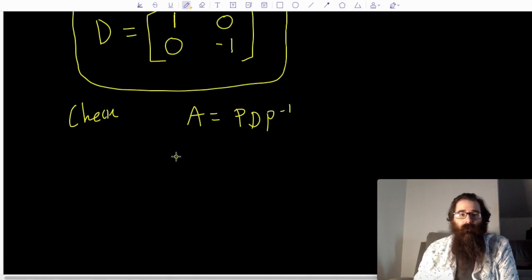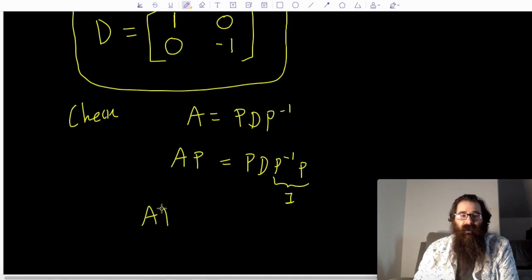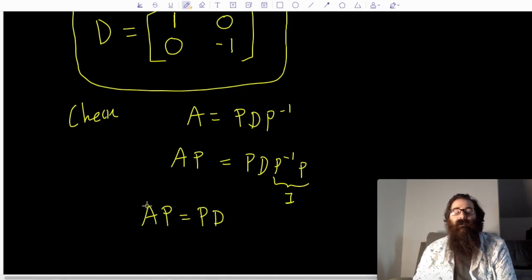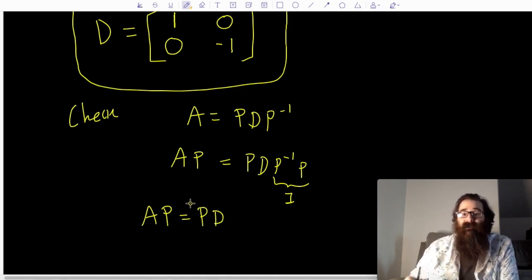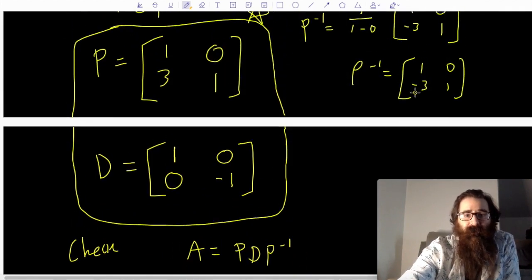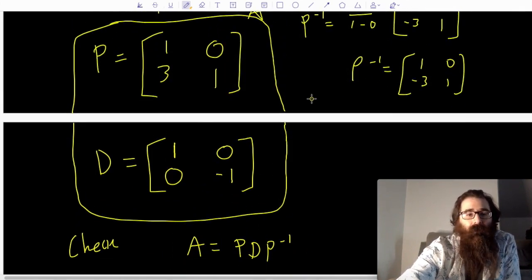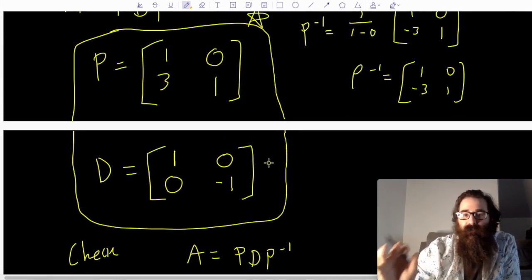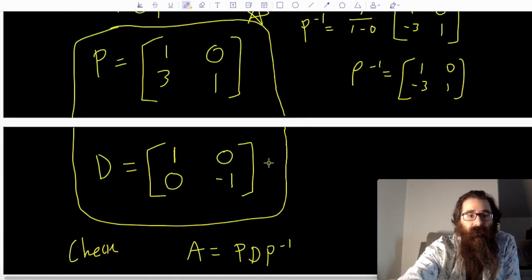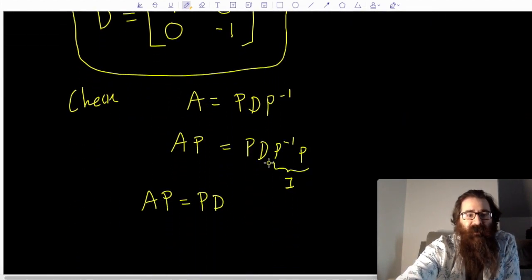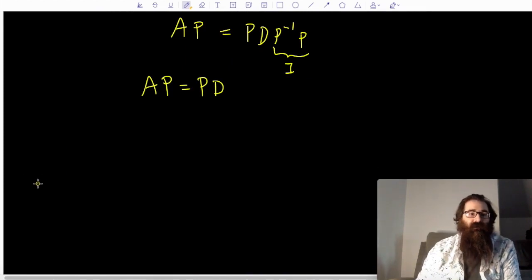If I multiply both sides on the right by matrix P, I want you to notice over here that P inverse times P is the identity. What this tells me then is that A times P is equal to P times D times the identity, which is just P times D. So this is an equivalent statement that I can check. Since it's not always imperative to find P's inverse, though it does exist and we can find it, the important ones to find are matrices P and D. And if I want to check my work, I can just check that A times P is equal to P times D. Let's do this check for this first example.